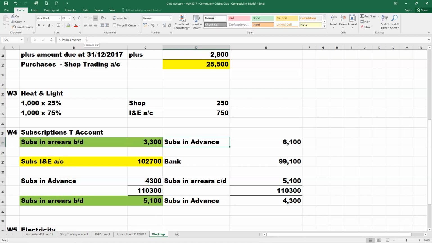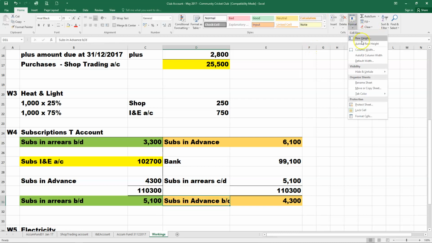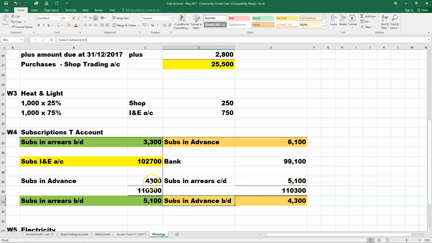Then my subs in advance. At the start of the year subs in advance were 6,100, and these are always a liability to us, and a liability always goes in on the credit side. So at the end of the year, our subs in advance, which are brought down here, will have to go in on the credit side too, which is 4,300, and then they would start up here as subs in advance to be carried down at the end of the period. So subs in arrears, an asset; subs in advance, a liability.